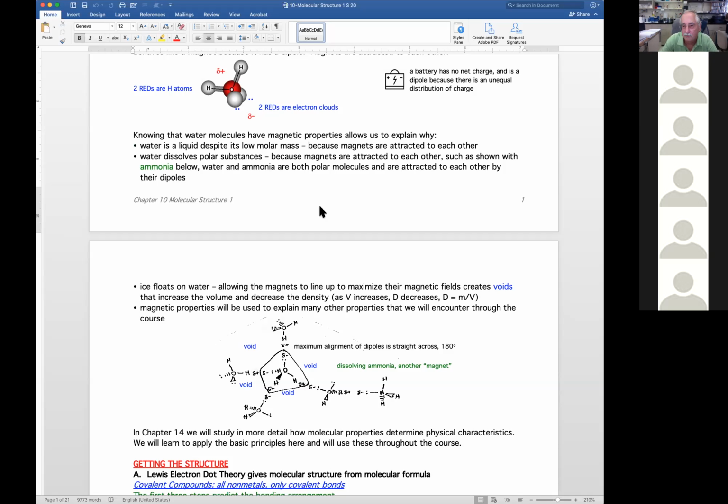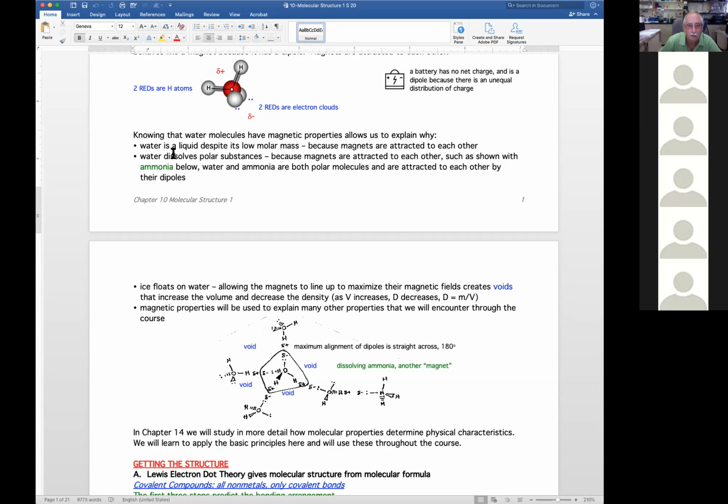So imagine you going to the water faucet and you turn the faucet and you're trying to make one water molecule come out of that faucet at a time. Can you do that? No. They come out in big clumps of billions of water molecules all stuck together because each individual water molecule is a magnet.